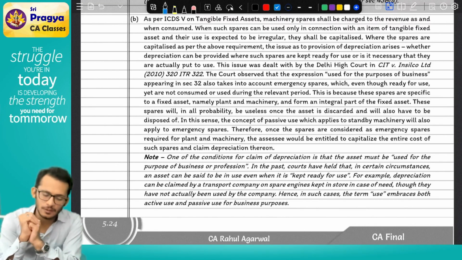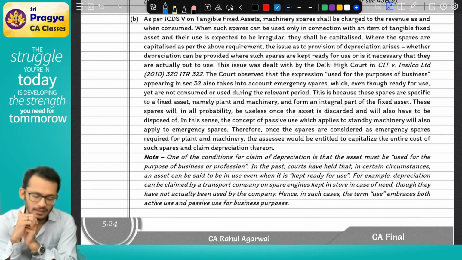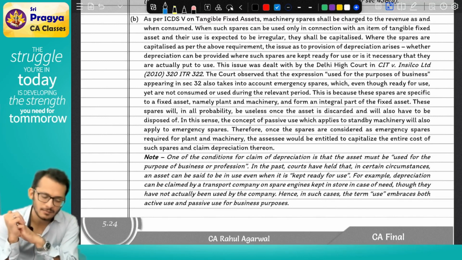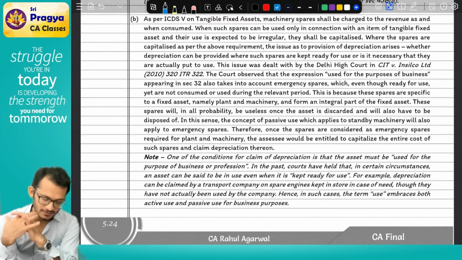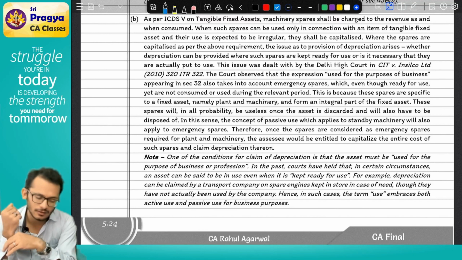When such spares can only be used in connection with an item of tangible fixed assets and their use is expected to be irregular, they shall be capitalized. Where the spares are capitalized as per the above requirement, the issue as to the provision of depreciation arises. Whether depreciation can be provided on such spares when they are kept ready, or is it necessary that they are actually put to use? The issue came up before the Delhi High Court in the case of CIT versus Insilco Limited.